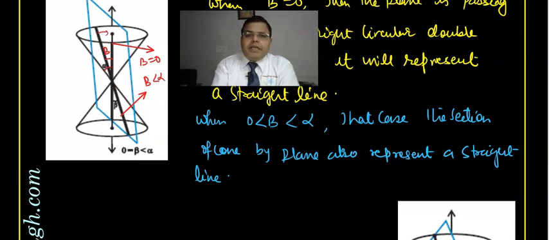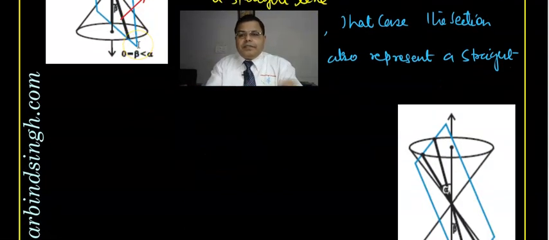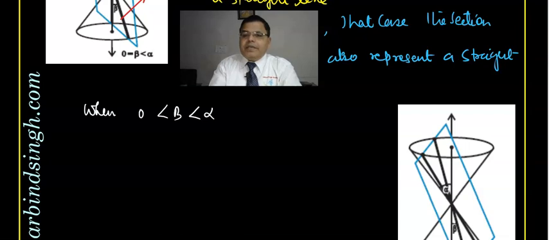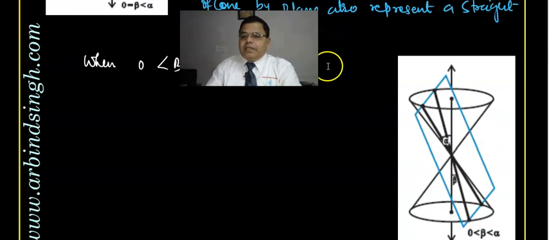Okay. Now, the next case is when beta is less than alpha and greater than 0. In that case, what will happen? Definitely it is greater than 0. So here, this will be a line. This is beta, you see that. This is a vertical axis. It will not pass through this. So beta is this one and alpha is this one.